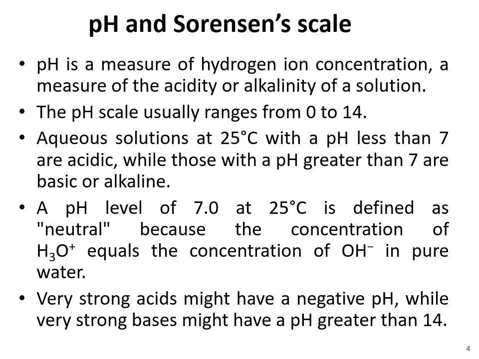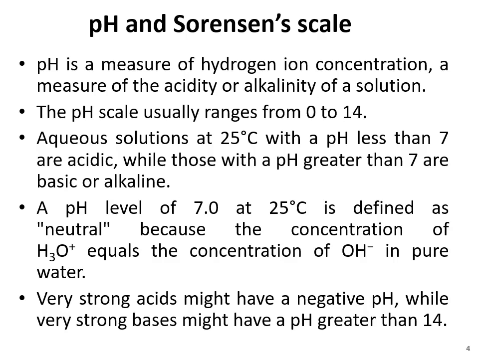pH is a measure of hydrogen ion concentration. We can define pH as a figure expressing the acidity and the basicity of a solution on a logarithmic scale, on which 7 is neutral. Lower values are more acidic and values higher than 7 are more alkaline.